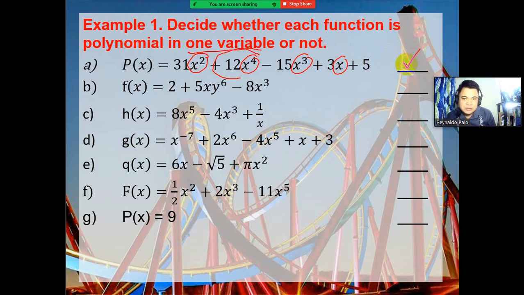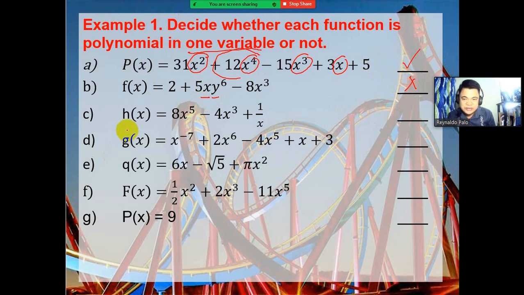If the variables have negative exponents, and if the variables are in the denominator, therefore they are not. Okay, so let's have letter B. F of x equals 2 plus 5xy raised to the 6th power minus 8x cubed. In this case, we are only talking about one variable, but there are two variables here, x and y. Therefore, this is not a polynomial function because of that.